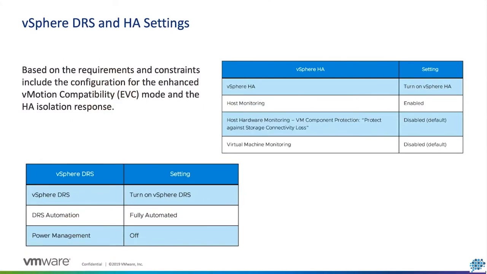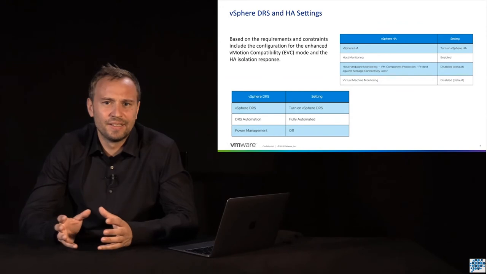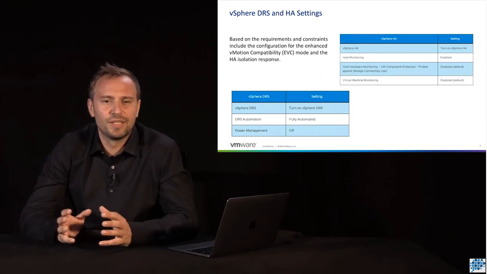VM component protection is also a configuration item within the physical design. If we use for our workload cluster any kind of stretch cluster component, or if we use block-based storage, we might want to react not just to host failures or VM failures, but also to failures in the storage stack. Failures such as permanent device loss or all paths down scenarios, where we can also act with our vSphere HA cluster. Please consult the documentation of your storage vendor to get the proper configuration items for those HA options.